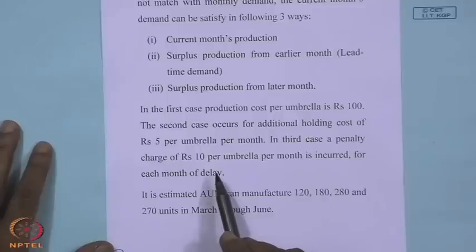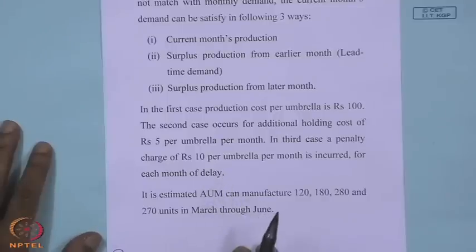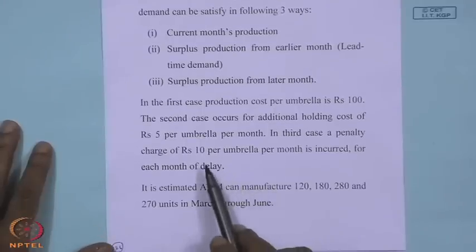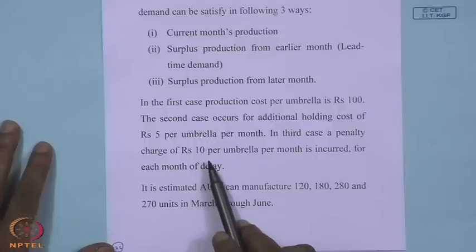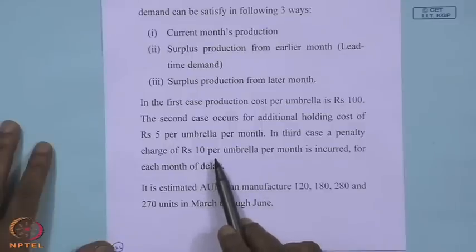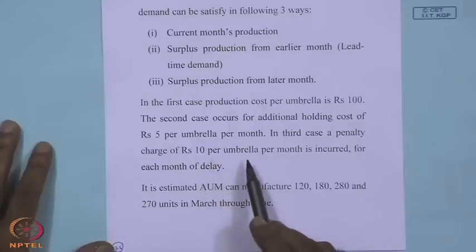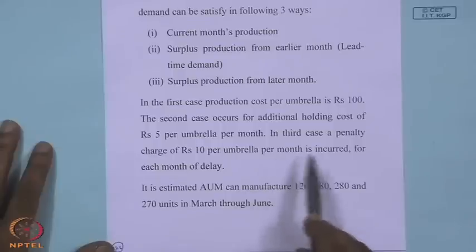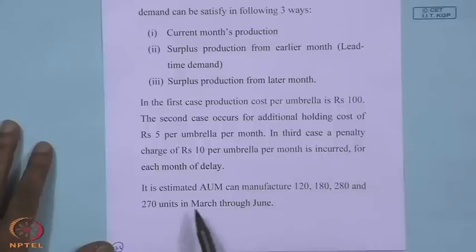So, if you make a delay of 1 month, in that case a penalty charge of rupees 10 will be taken per umbrella. In other words, the cost of the umbrella will be rupees 100, or 110 if the demand is met not in the current month but from the next month's production. It is estimated that AMU can manufacture 120, 180, 280 and 270 units in March through June. That means these units are the availability of our problem.